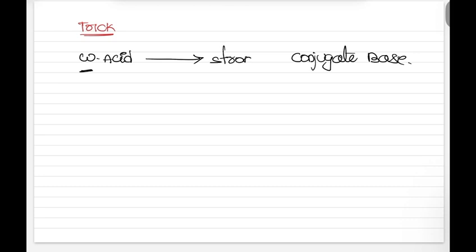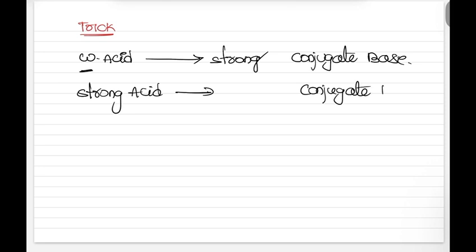What is the trick? Any weak acid, if you remove the H plus, will form the conjugate base. In case the acid is weak, the conjugate base formed will be strong. In case a strong acid is there and you remove the H plus, it will form a conjugate base, and that must be a weak conjugate base.